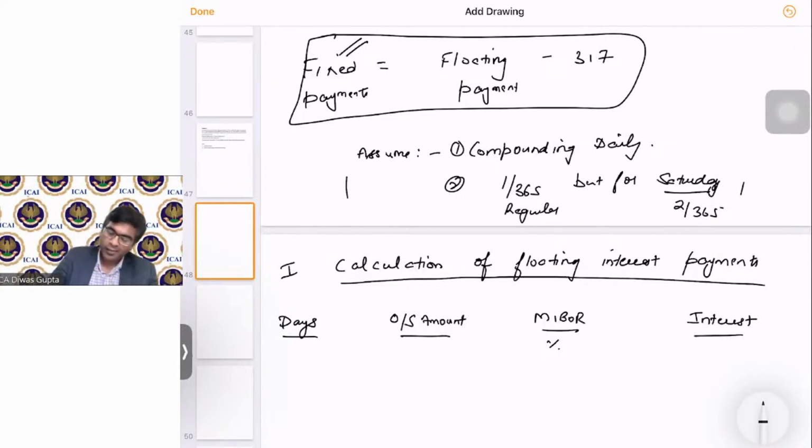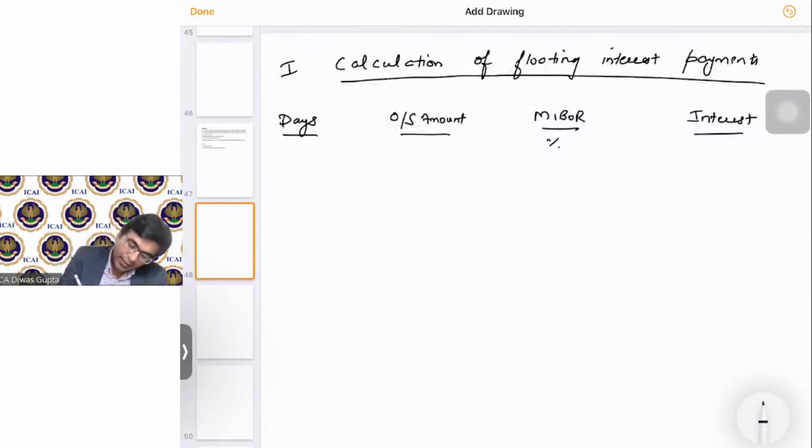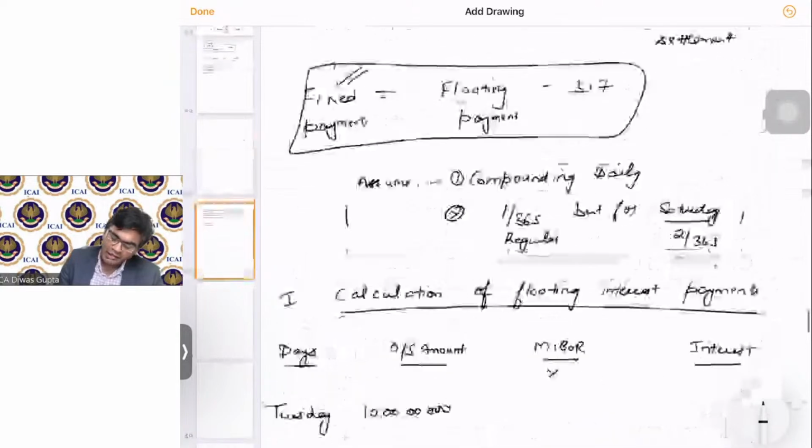Okay. So let's put all the days here. Tuesday is the first day from when the deal will be executed. Outstanding amount, let's assume on Tuesday, the amount has been drawn, which is the notional amount, which is 10 crores. MIBOR on the first day is given as 7.75.